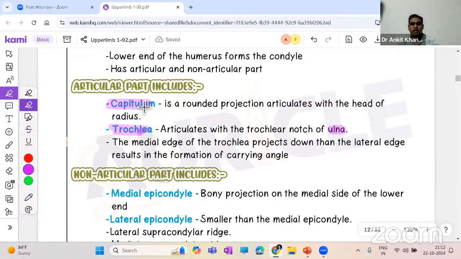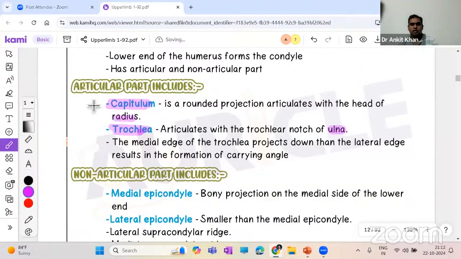Capitulum, trochlea and capitulum. Capitulum articulates with the radius. Capitulum will be more lateral, lying on the lateral side, and trochlea lying on the medial side.